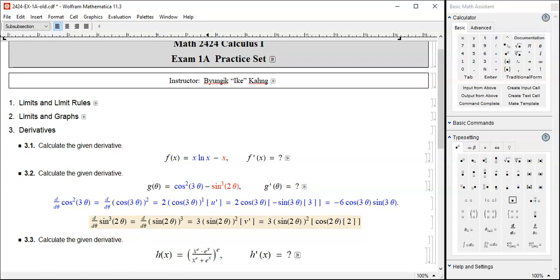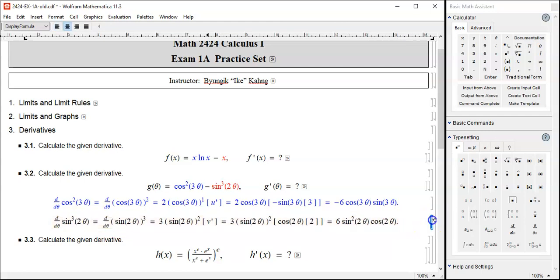Are you with me here? Inside never changes, and the derivative of 2 theta is 2. And let's do simplification here. 2 times 3 is 6, and then sine squared of 2 theta times, oh, typo here, squared, and then cosine of 2 theta. And that's the derivative of the red function.